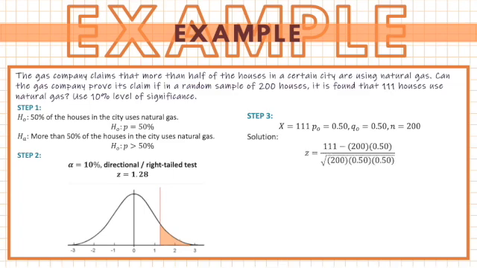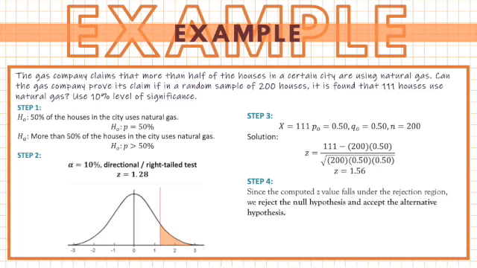Substituting our given values to our formula, we have Z is equal to 111 minus 200 times 0.5 all over the square root of 200 times 0.5 times 0.5, giving us a computed Z value of 1.56. So since our computed z-value is greater than our critical z-value, which is 1.28, then we reject the null hypothesis and accept the alternative hypothesis. Hence, we can conclude that more than 50% of the houses in the city use natural gas.